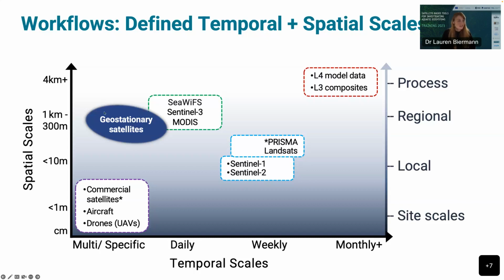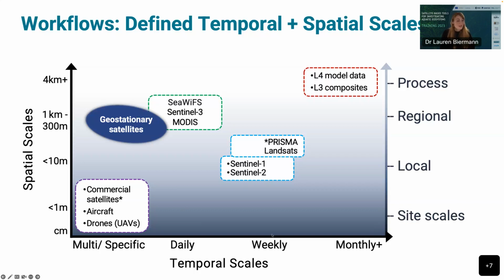But actually, geostationary satellites might also be able to give you data every day or multiple times a day, but the spatial scale is different. The ocean color satellites that I'm going to talk about today give you data on daily scales at resolutions of about 300 meters to 1 to 4 kilometers.